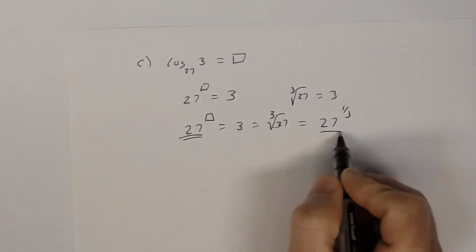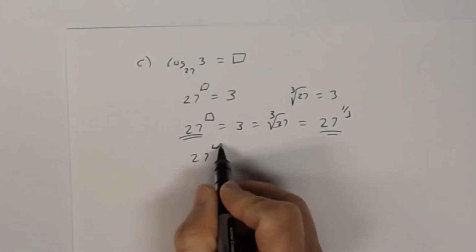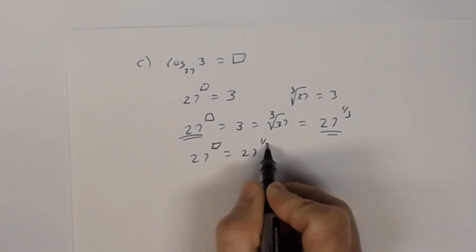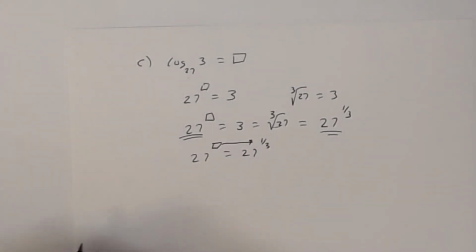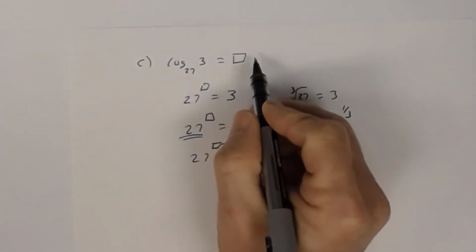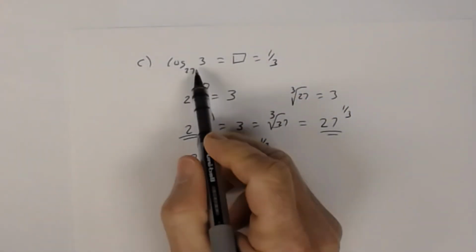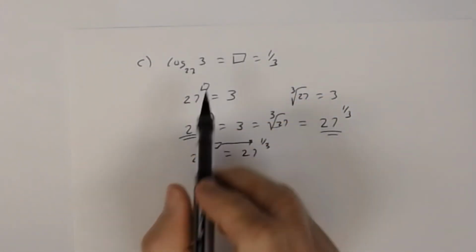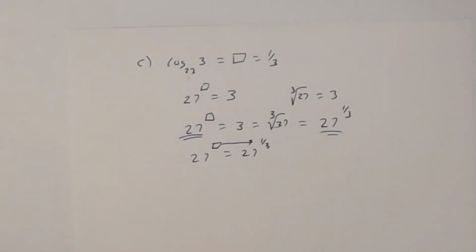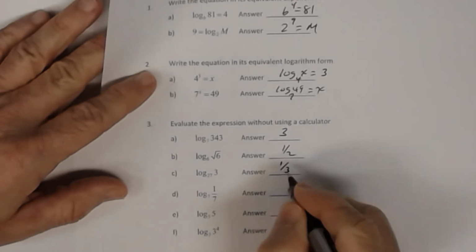So now look at this. 27 to the box equals 27 to the 1/3. So that means that this box has to equal 1/3. So the answer here is 1/3. So 27 to the 1/3 power equals 3. All right, so 27 to 1/3 power equals 3. So the answer there is 1/3.